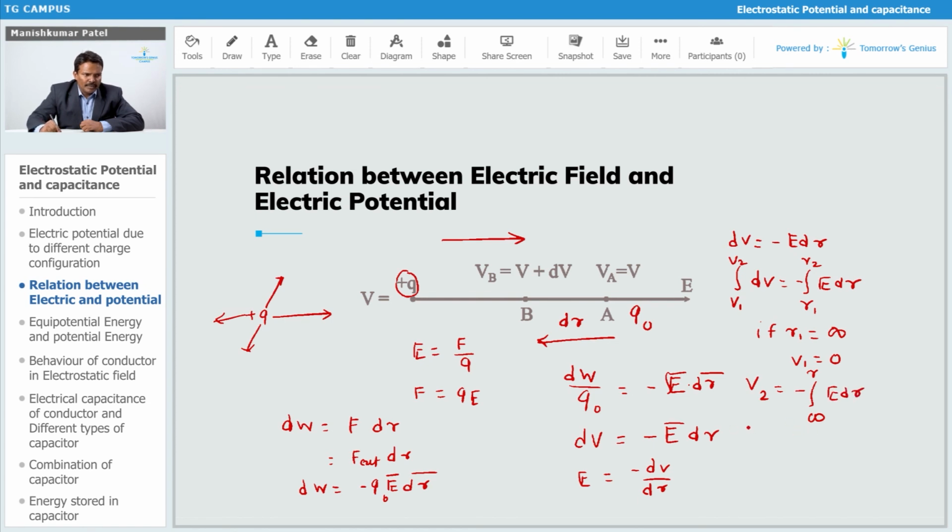So again you can say that this V2 is a function of minus E of R. So this is also one thing you can say about your potential. So this is how you can find the relation between the electric field and electric potential.